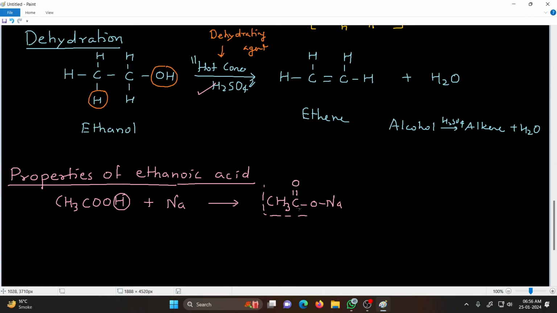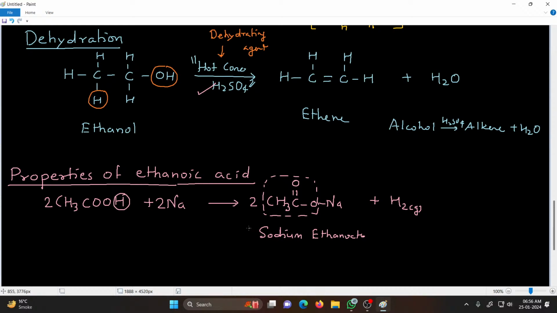Now we have seen the ethoxide radical. Here it is the ethanoate radical, so alkanoate. So this is sodium ethanoate, CH3COONa, and along with that hydrogen gas is released. Now this reaction is similar to the reactions of many acids, which react with metals to give rise to a salt and hydrogen gas. So this is among those reactions.